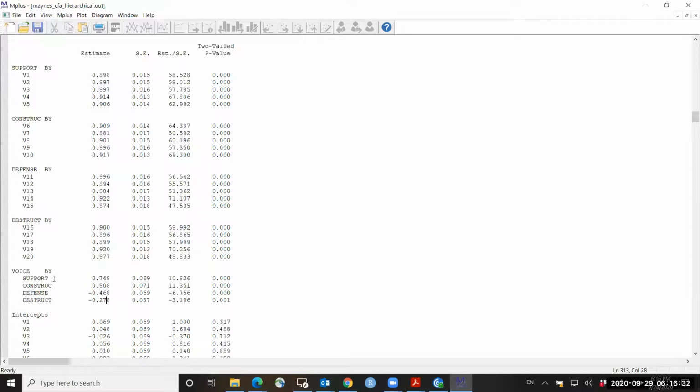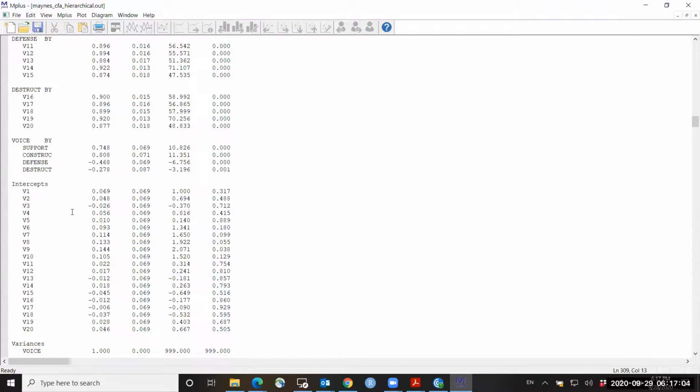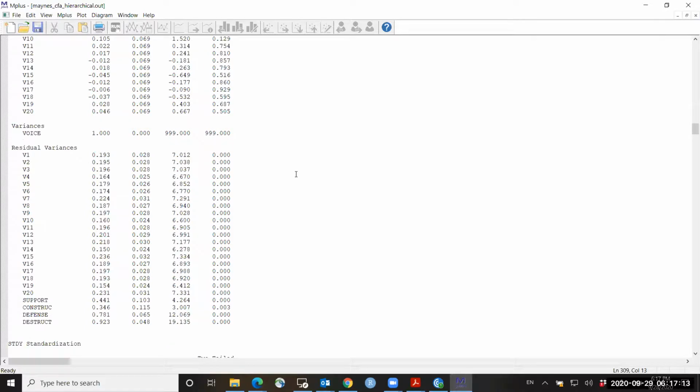So in this second order factor, you can notice that there is an interesting pattern, because these first two have a positive aspect to them. The second two don't, they are more of a negative. You have negative factor loading. So voice, the supporting construct have a positive relationship with voice, defense and destruct have a negative relationship. But again, whether you would keep this model depends on theory. I mean, it fits well, but it doesn't mean that this makes sense from a theory perspective.